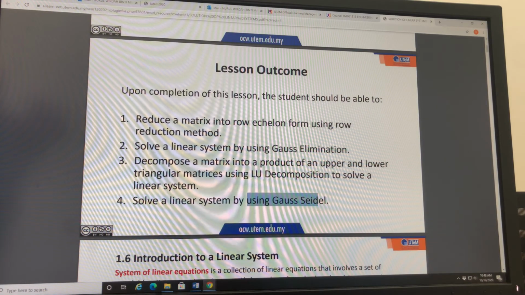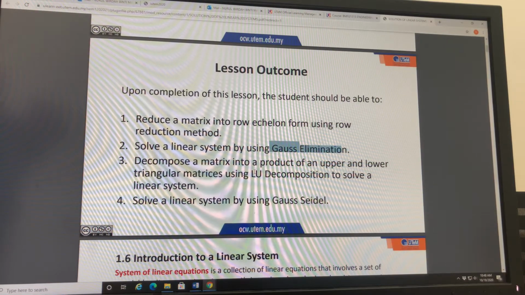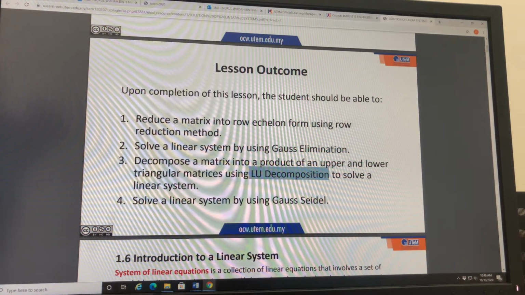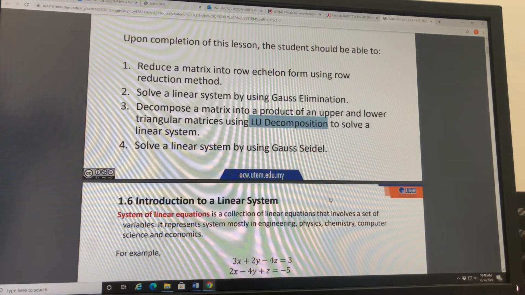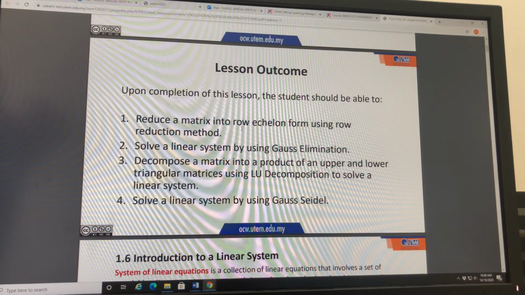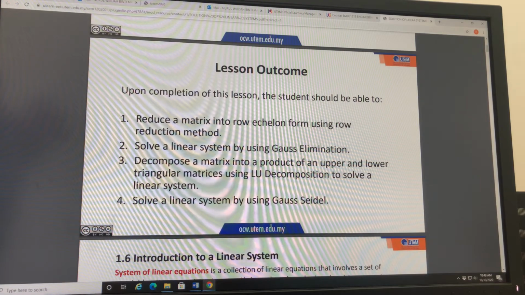If you can see, there are 3 methods. I highlight again, you will learn 3 methods to solve the solution of a linear system. If you refer to point number 1 here, maybe some of you will wonder what is a row echelon form, what is a row reduction method? Don't worry yet, we will go through them one by one later on.